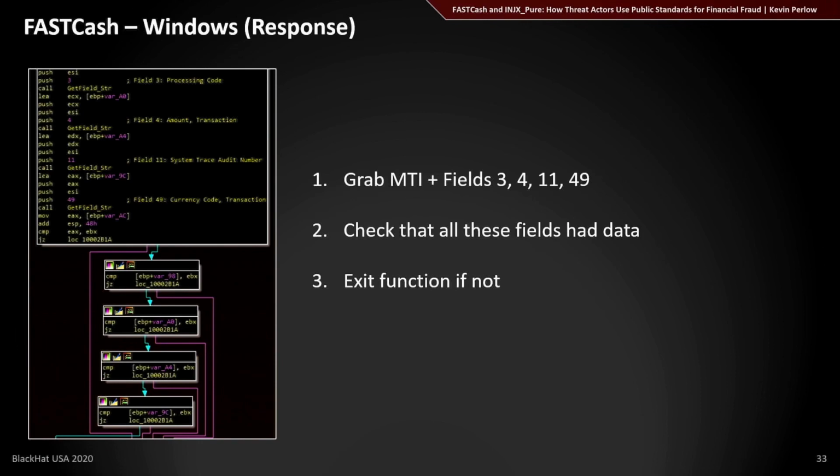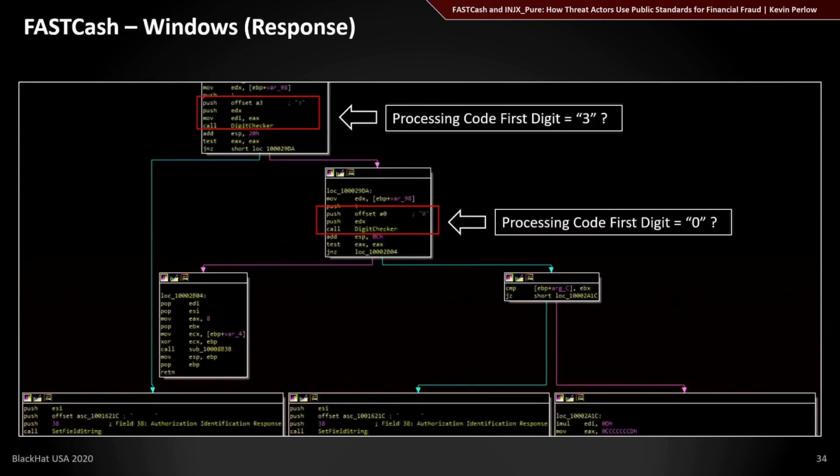And there's a little bit of redundancy here, but this will again grab the MTI, and then it's going to grab a whole bunch of fields that you can see here on the screen. And the first check here is to just see, do these fields have data in them? And one of these is field 3, which is used in just a second as well. But for the most part, that's all this check is concerned with initially. And if these fields don't have data in them, the malware can't or doesn't expect to be able to process this properly, and so it's going to exit this workflow.